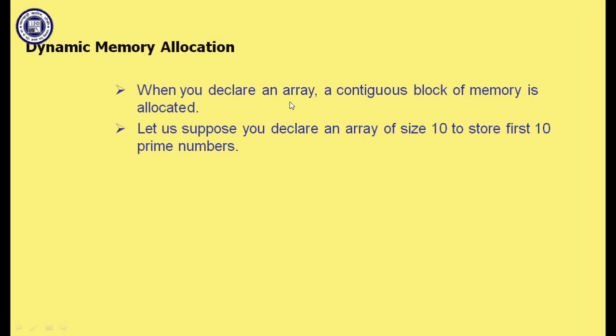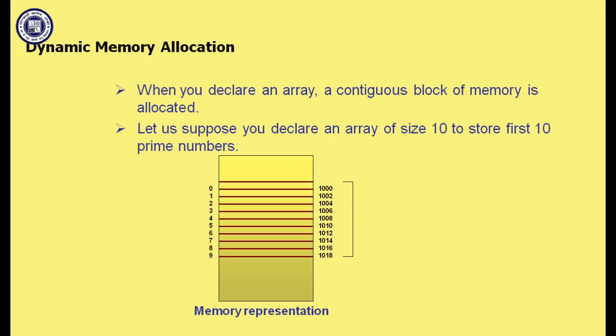Now when you declare an array, a contiguous block of memory is allocated. So have a look at the declaration of an array. Here we have declared an array of size 10 to store the first 10 prime numbers, one contiguous block of memory for each of the given prime numbers. Now here you can see the starting address, or the base address, of the array is 1000, and subsequently memory is allocated for all the elements.